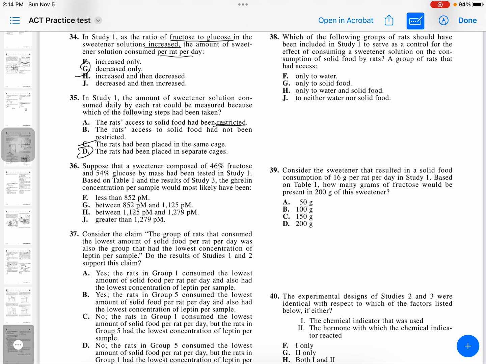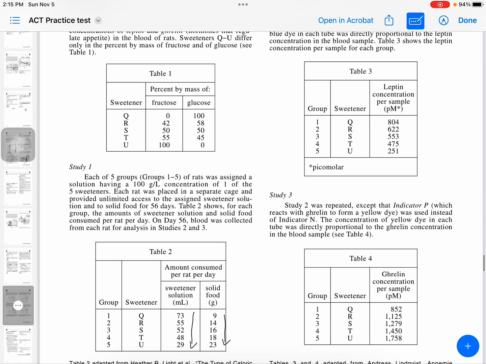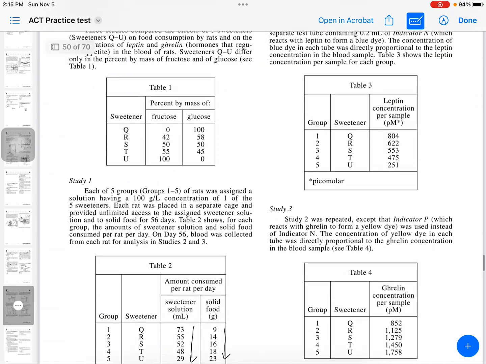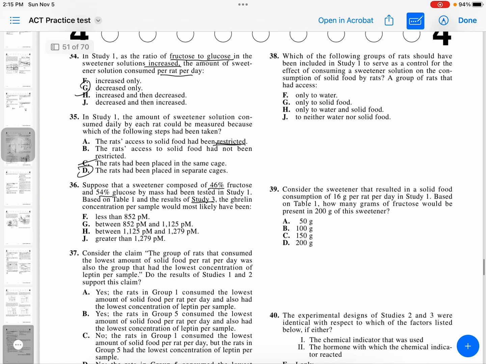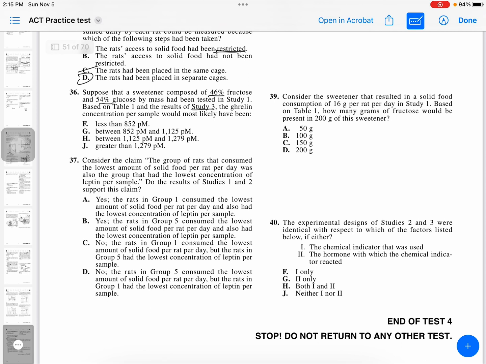Suppose a sweetener composed of 46% fructose and 54% glucose by mass was tested based on table 1, study 3, the ghrelin concentration per sample. Okay, so study 3, table 1, 46%, 54%. Ghrelin. Okay, 46% fructose, that's going to be closest to R. Ghrelin, like a felon. And so yeah, I'm going to go ahead and save that one.